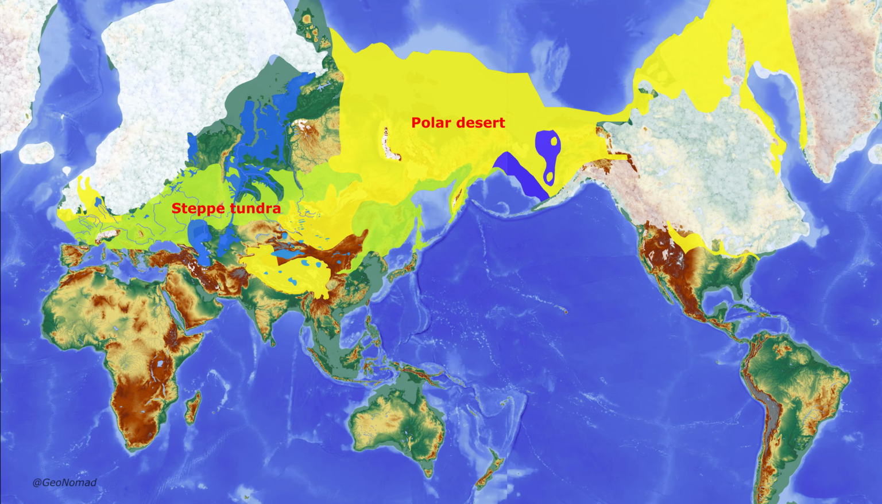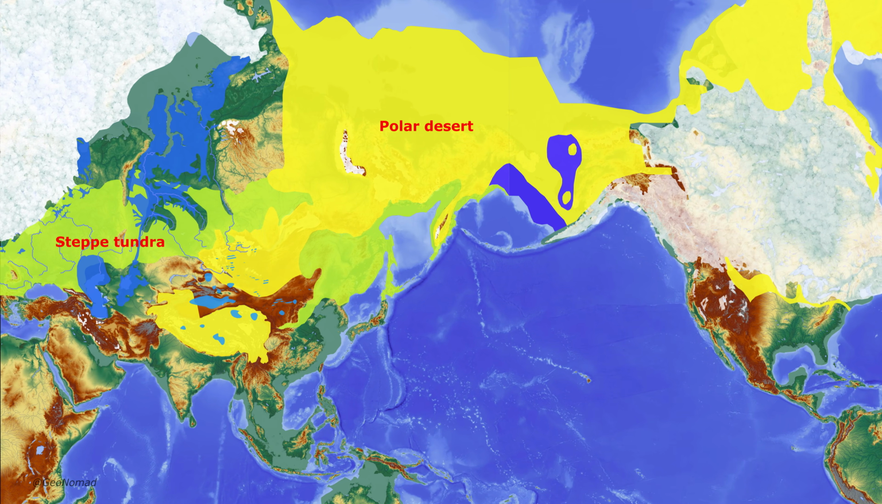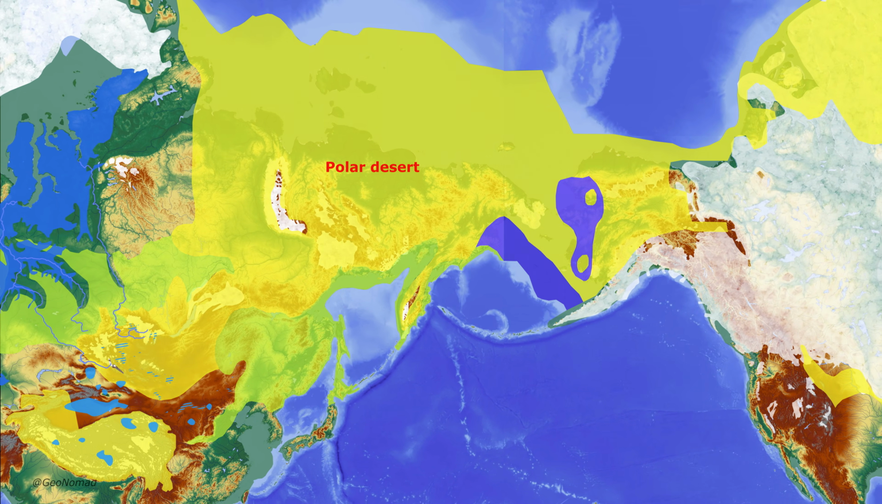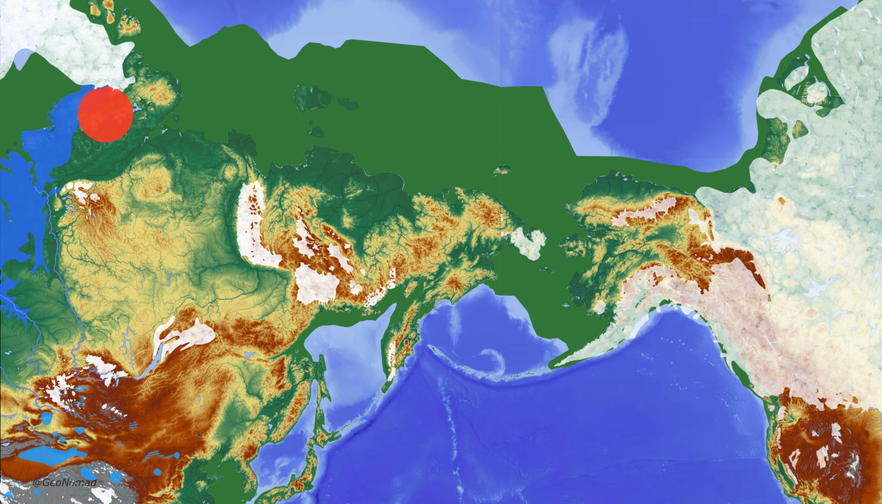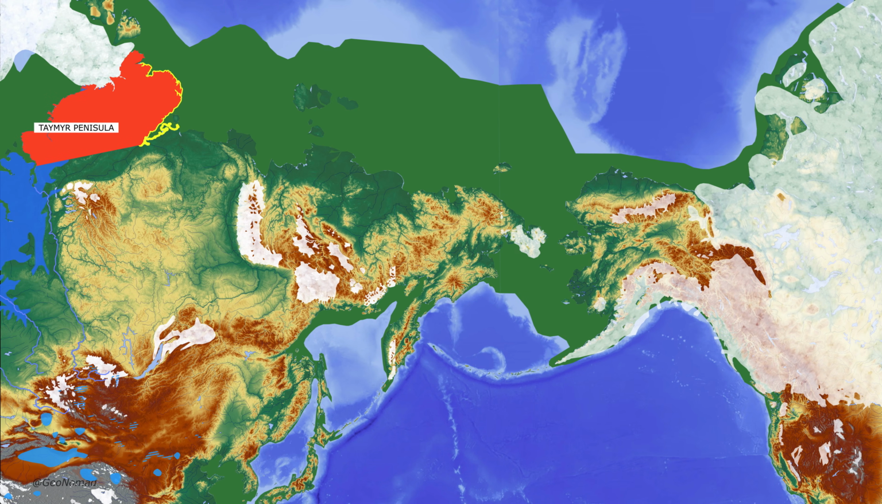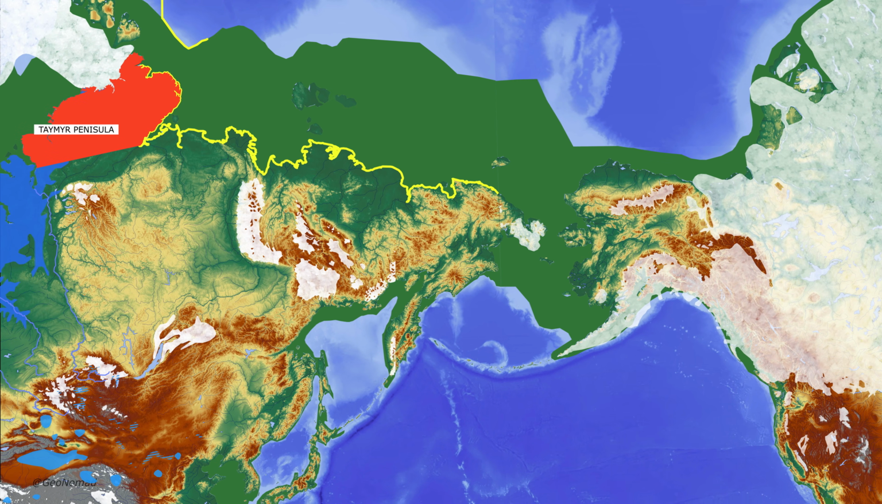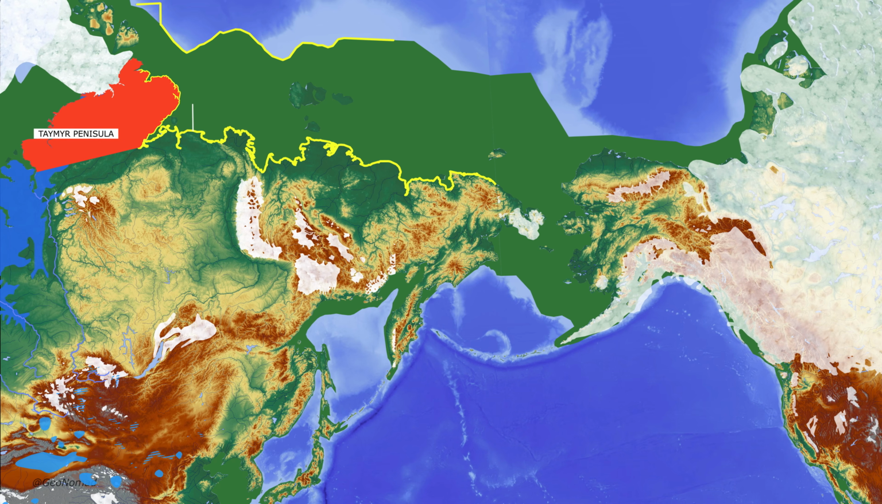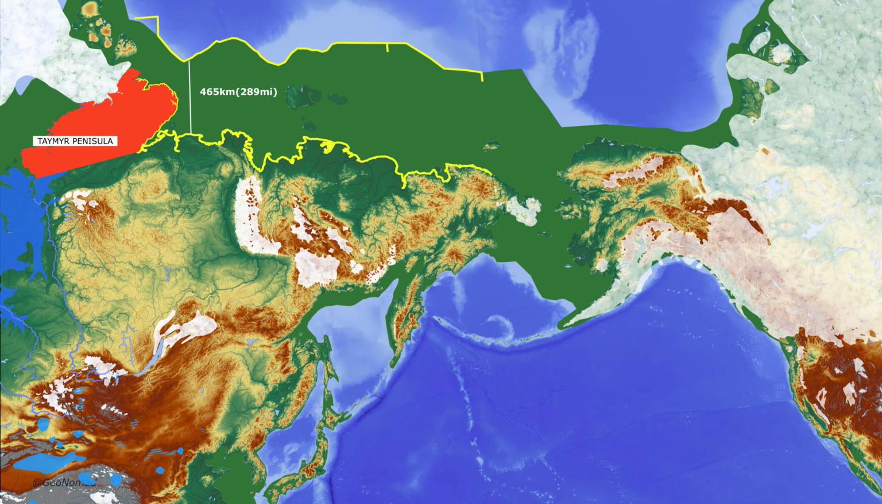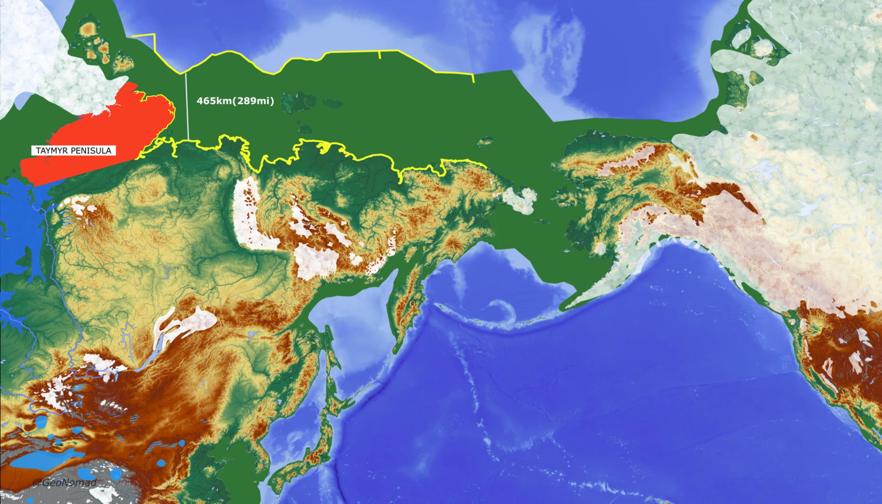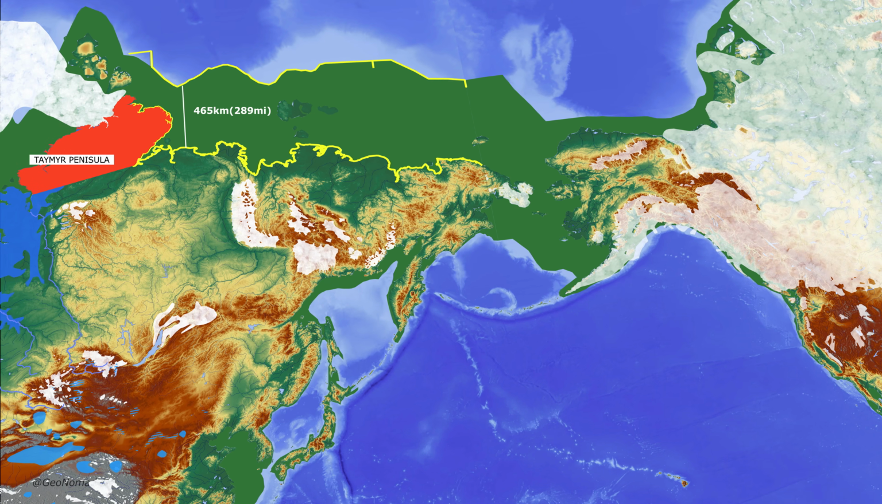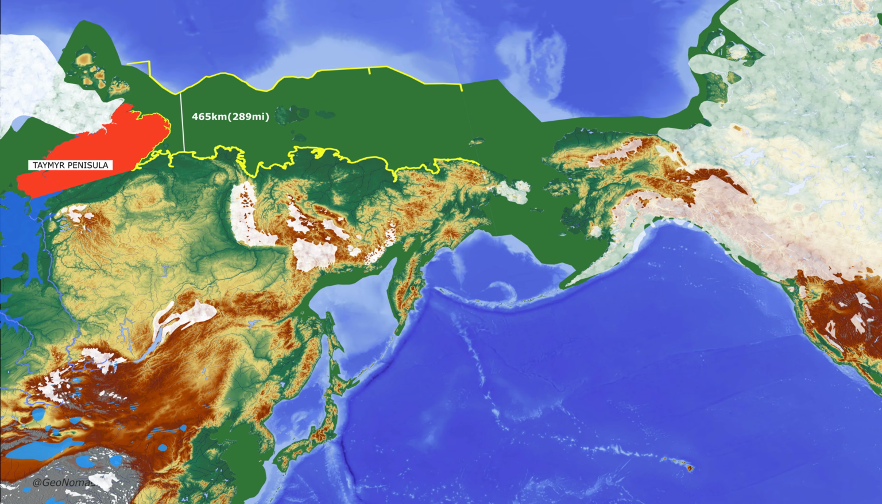The first reason is that the LGM coastline was farther out than it is now, so there was little water vapor inflow from the sea. The Barents-Kara ice sheet extended to the Taimyr Peninsula. The LGM shoreline to its east is about 465 kilometers, 289 miles, from the present shoreline. To the east, the coastline was farther than it is now.